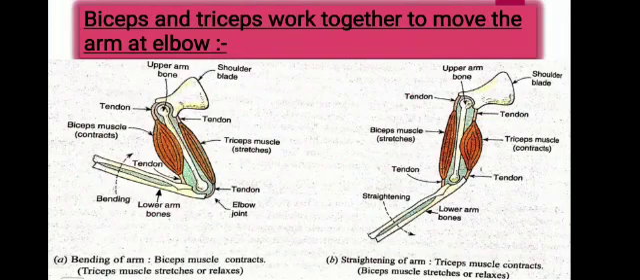See diagram 1. Diagram A shows the bending of the arm and diagram B shows the straightening of the arm. First, when we want to bend the arm, the biceps muscle contracts and becomes shorter and fatter, as shown in the diagram. And the biceps muscle is called a flexor muscle because it flexes the arm. Flexes means it bends the arm.